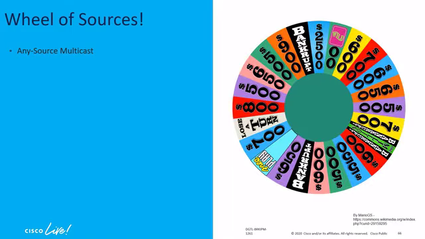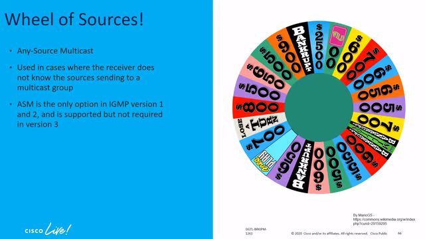Any source multicast means spinning the wheel of sources. We use any source multicast in cases where the receiver just doesn't know where the sources are that are sending to a particular multicast group. And of course, it's the only option when we're using older versions of IGMP on the receiver. In IGMP version 1 and version 2, we had no field to request a specific source. That wasn't added until version 3. So because of that, it's really the only option for earlier versions. It is still supported in version 3, but it's not required.